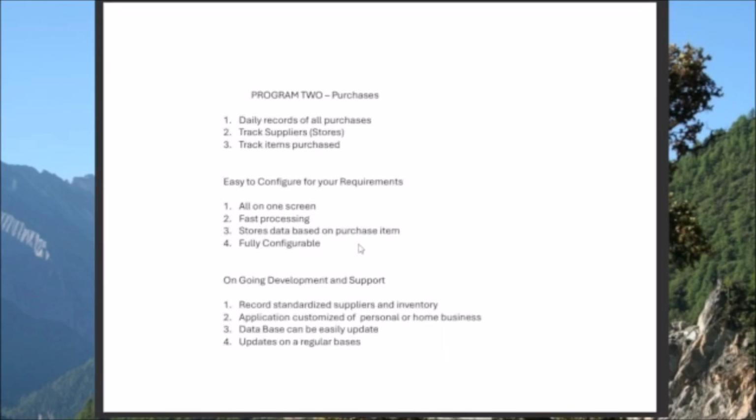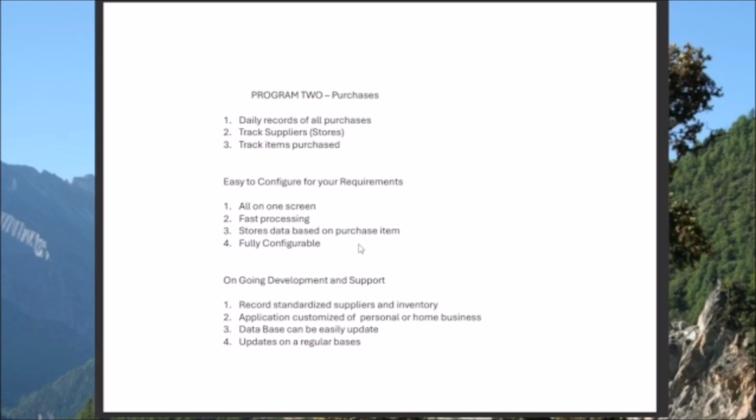Okay, let's look at program 2. Program 2 is where we track purchases. And again, why is this important? Well, you have suppliers and you have items that you need to purchase. You need to keep track of both.